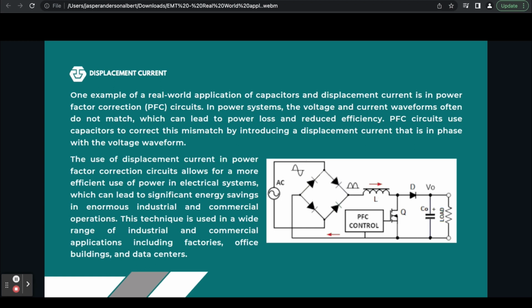The usage of displacement current in power factor correction circuits allows for a more efficient use of power in electrical systems, which leads to higher energy savings in huge industrial and commercial operations. This technique is used in a wide range of industrial and commercial applications, including factories, office buildings, and data centers.